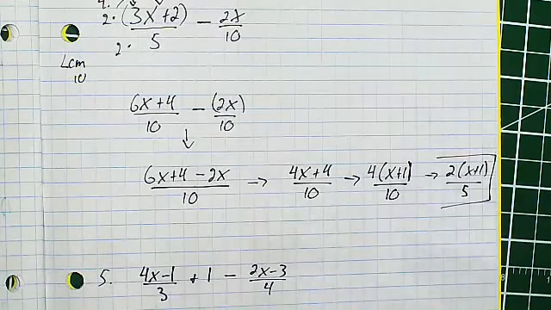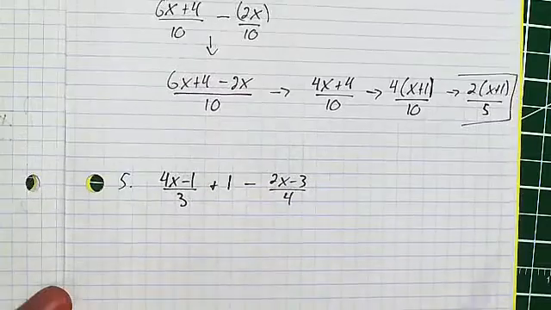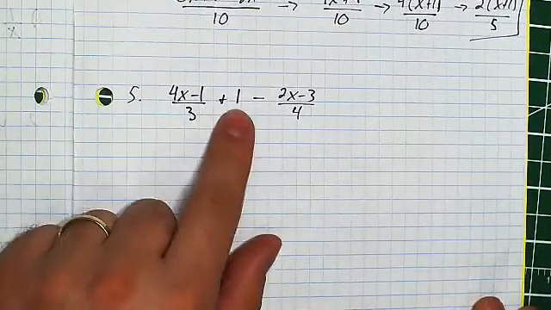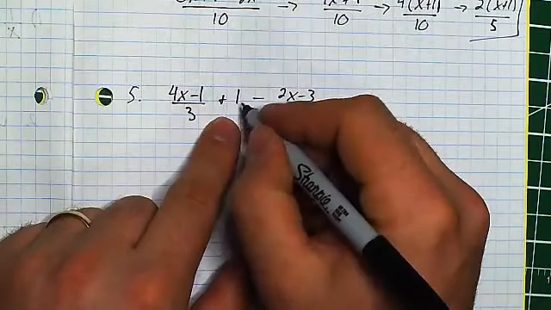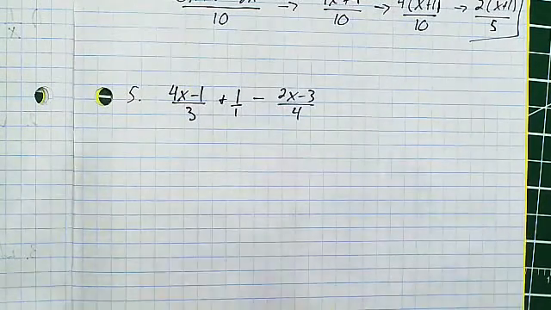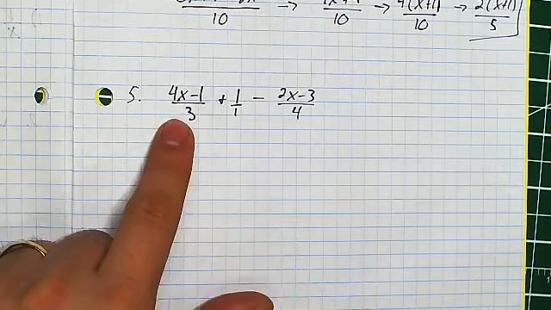A lot going on. We don't have to state any non-permissible values because none of our denominators have a variable. All right, question 5. There's a lot going on, so I'm going to go kind of slow. The biggest thing is that a whole number is technically over 1. So if this was 5, it'd be 5 over 1. If it's 1, it's 1 over 1. That helps when finding your lowest common multiple of the denominators.